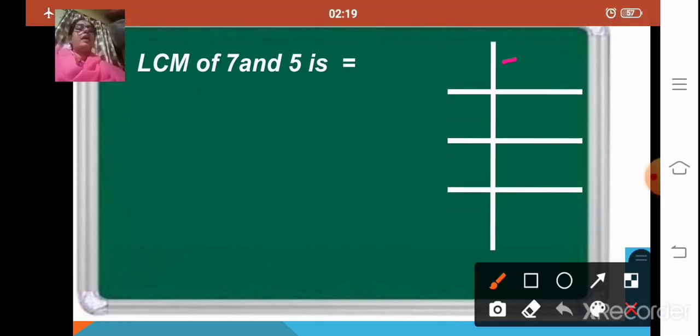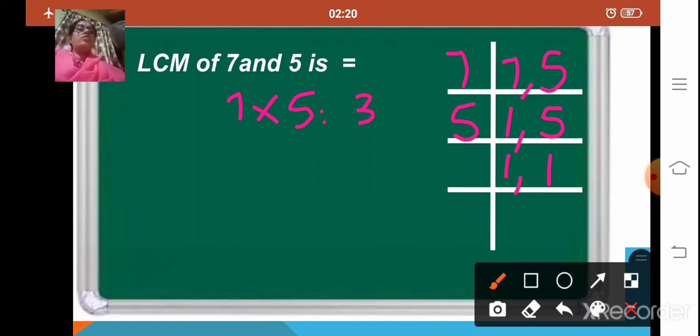7 and 5. Now 7 is divisible only by the number itself. 7 1s are 7. 5 you will write as it is. 5 is also a prime number, so 5 1s are 5. So the LCM of 7 and 5 is 7 into 5, that is equal to 35. Now what is the second step?